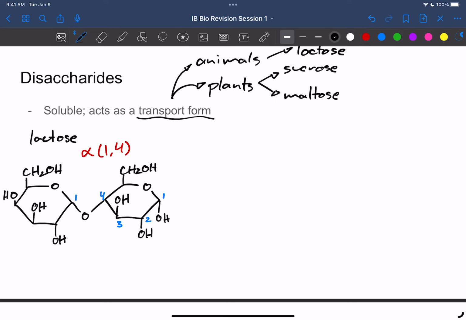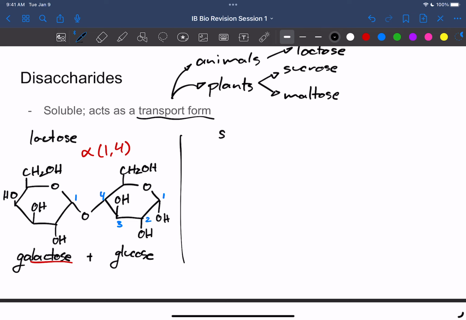And what are the monomers here? Well, the monomers are galactose and glucose. So glucose and galactose make lactose. And you can remember this pretty easily by seeing the lactose in galactose. So combining these together will give you lactose.